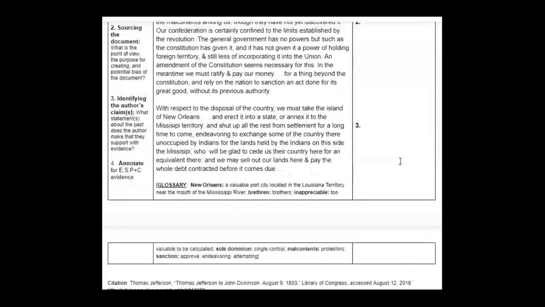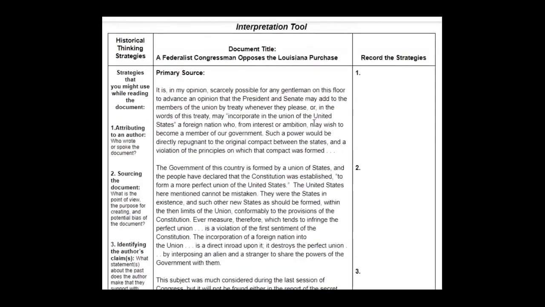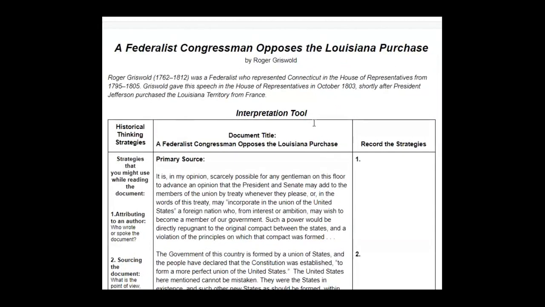strategies along the way. No questions on this. I guess they wanted to simplify it, although they're going to ask you in step 4 for something else, so it's kind of like the questions. Or a Federalist Congressman opposes the Louisiana Purchase.